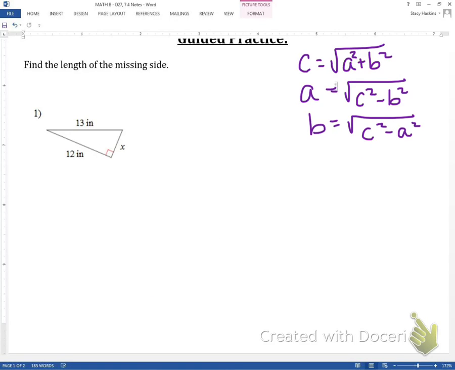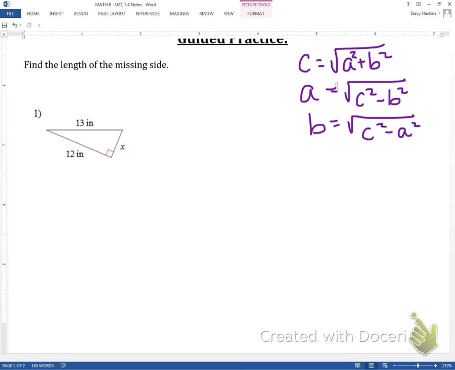Alright, looking at problem number 1, we do see that we have a right triangle. We know that it's a right triangle because they put that little box in the corner. Otherwise, don't assume that a triangle is a right triangle without that little box in the corner, or unless you specifically see in the directions or written in the corner 90 degrees to let you know, or that the directions say that it's a right triangle. So that's important to know.